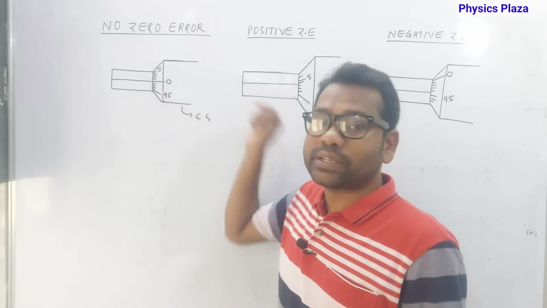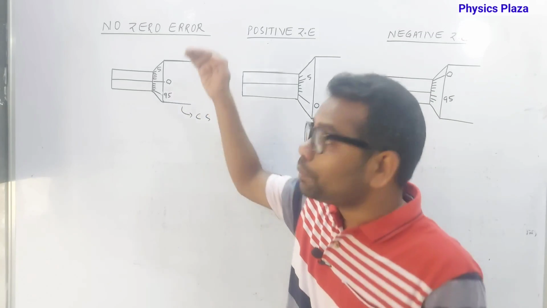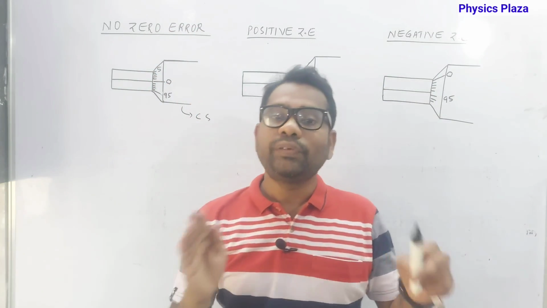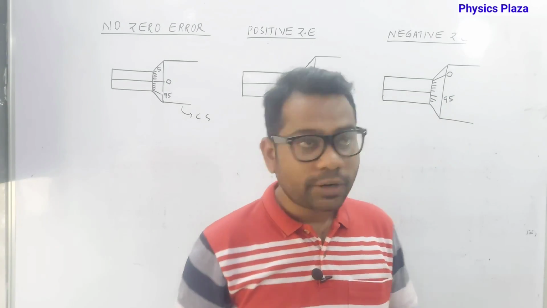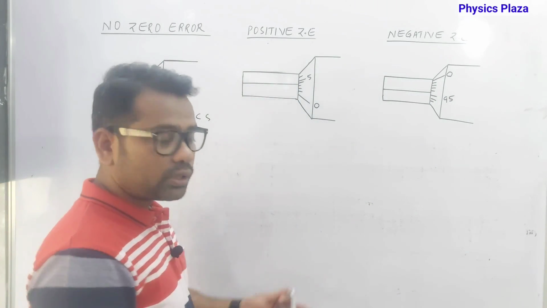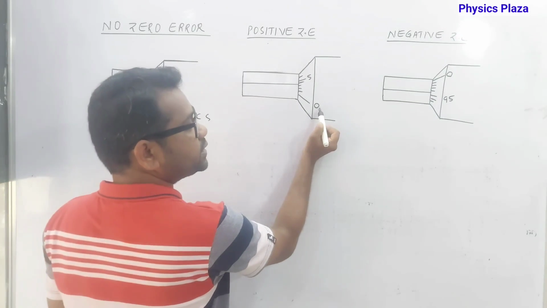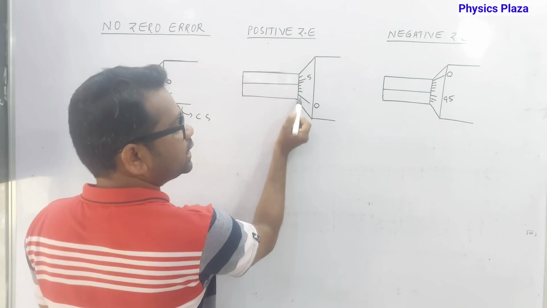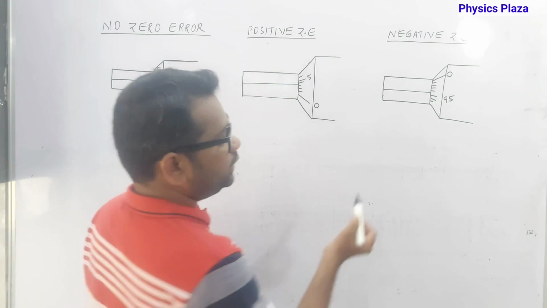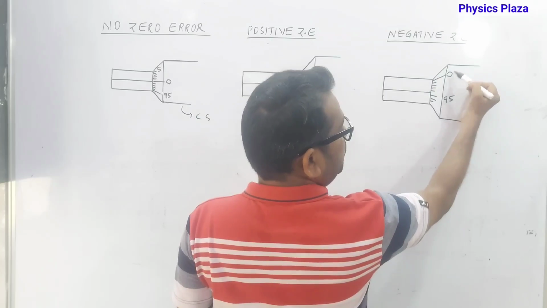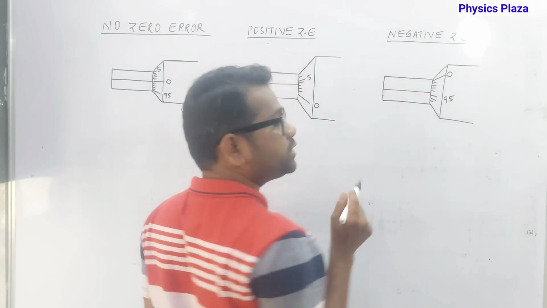Children, if it is not coinciding, what may happen? Either this zero may be lying below the baseline or above the baseline. Based on that, we have two types of zero errors: positive zero error and negative zero error. Now look here, children. If the two are brought in contact such that the zero of the circular scale is lying below the index line, then it is said to have positive zero error. If the zero of the circular scale is lying above the index line or baseline, then it is said to have a negative zero error.